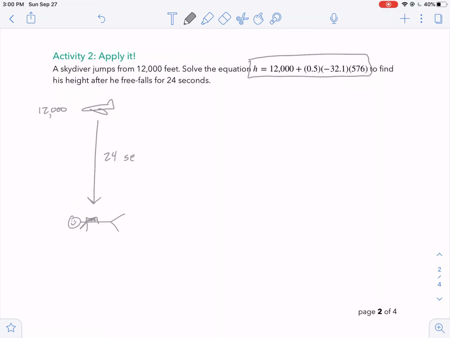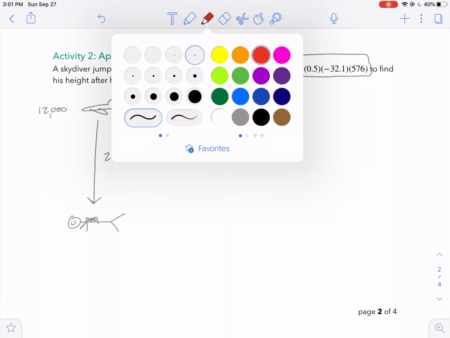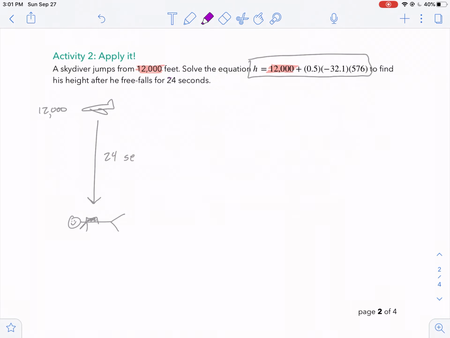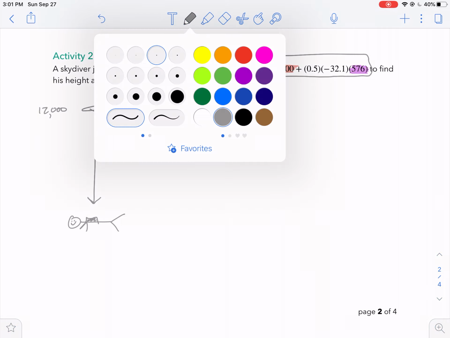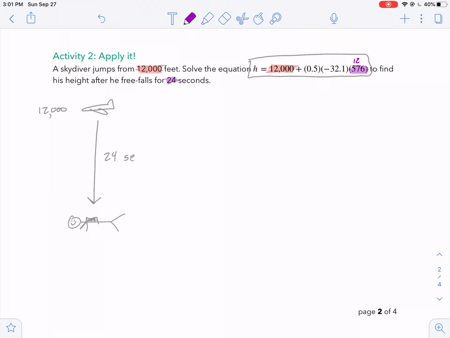Alrighty. Also look at this connection. He's jumping from 12,000 feet. That starting point is where we get the 12,000 from. And also he's falling for 24 seconds. That's where 576 is 24 squared. That's where this comes into play. 24 squared. So there you go. These aren't just random numbers. So let's calculate this out.